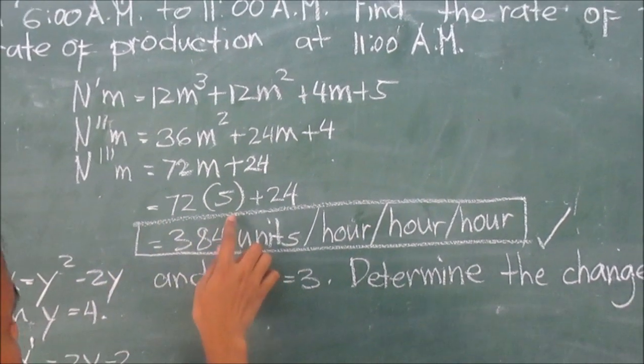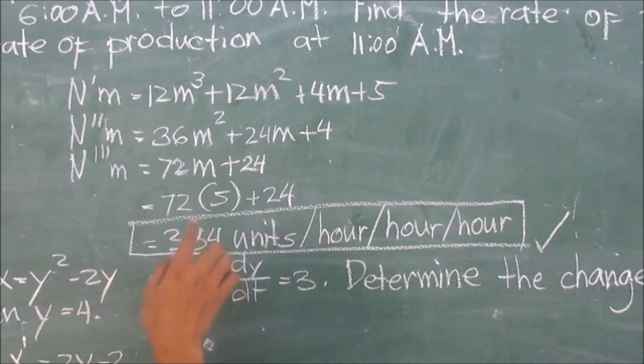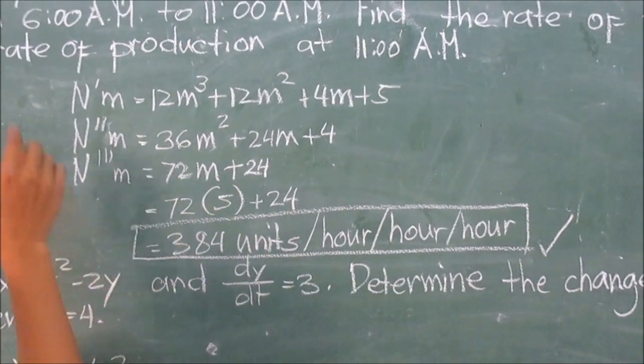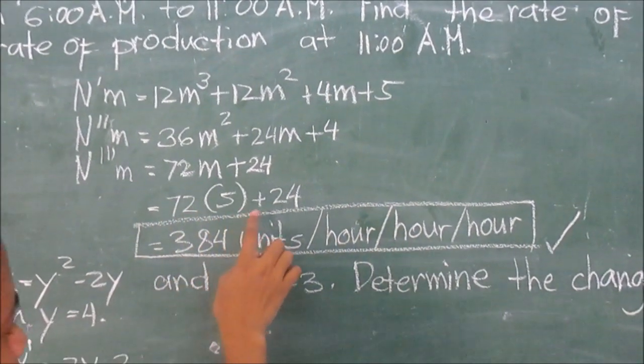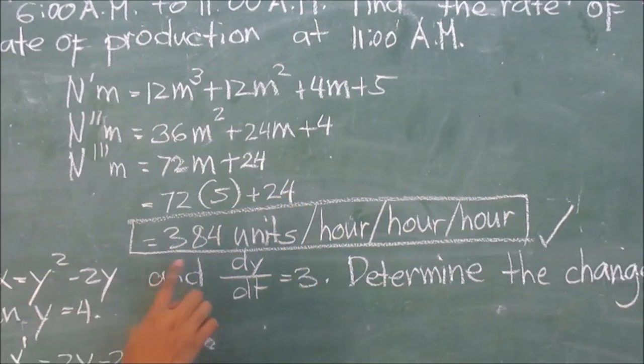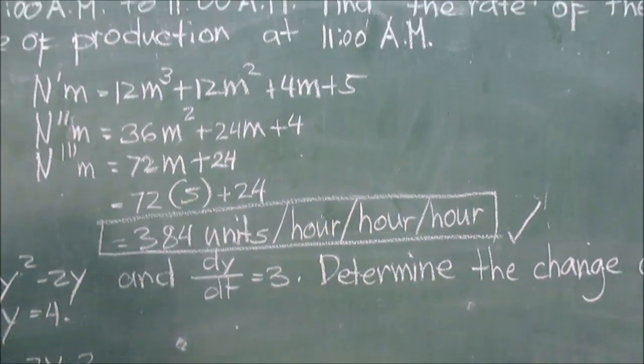Next, we need to substitute it by 5. Where did we get that number 5? It is from 6 a.m. to 11 a.m. So 72 times 5 plus 24 is equals to 384 units per hour per hour per hour.